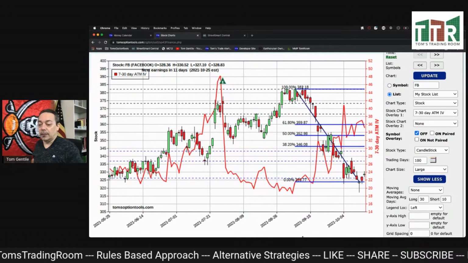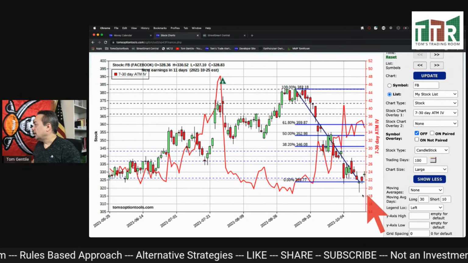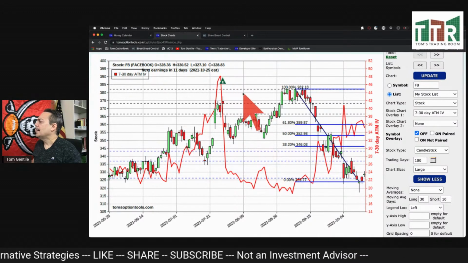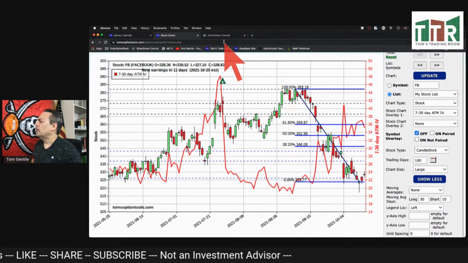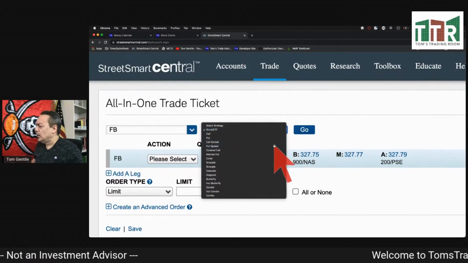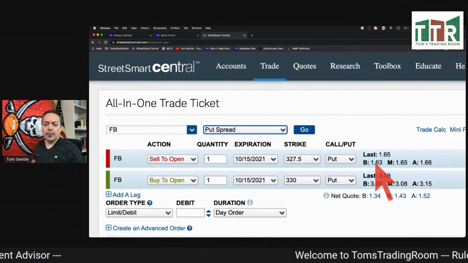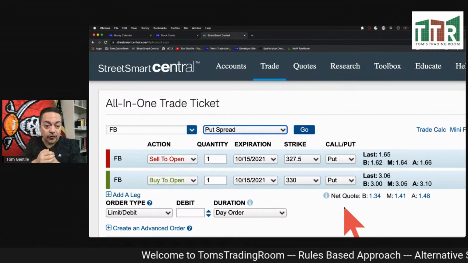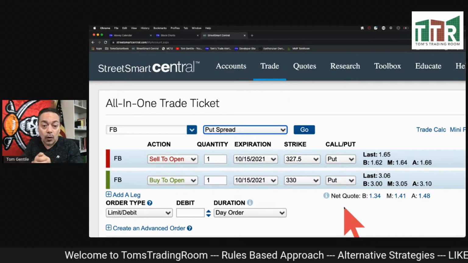All right. So I'm going to share with you exactly how I do that. So we're on Facebook. Let's do this. Let's create a put spread. What is a put spread? A put spread is the ability to sell puts, but then we're going to reinsure ourselves by buying lower, just in case we're wrong.